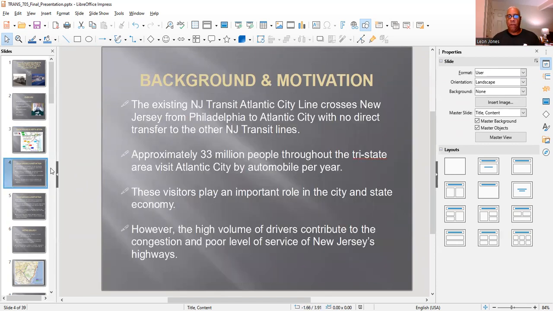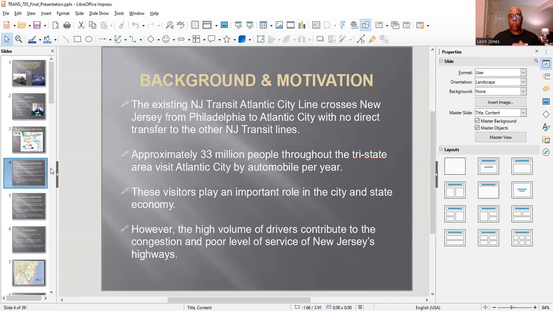Now, the background and motivation for this project is, again, the existing New Jersey Transit line crosses New Jersey from Philadelphia to Atlantic City with no other direct transfer to other NJ Transit lines. Now, again, there are approximately 33 million people throughout the tri-state area that visit Atlantic City. Now, the tri-state area, when we deal with Atlantic City, is Philadelphia, South Jersey, and Delaware.